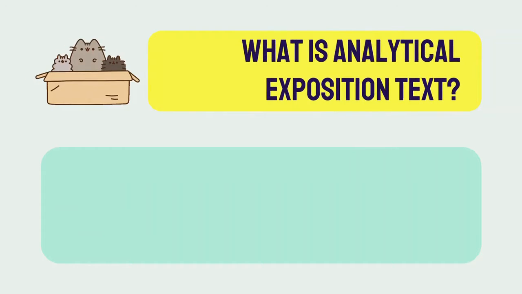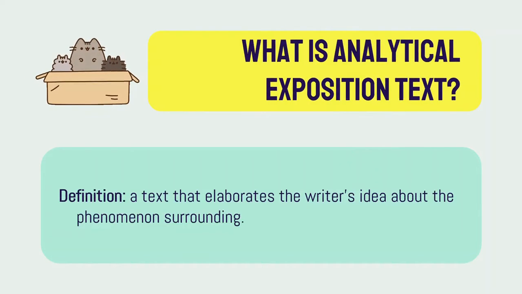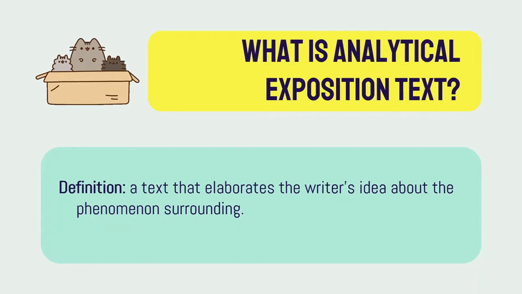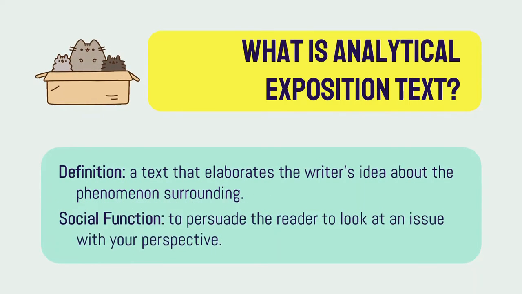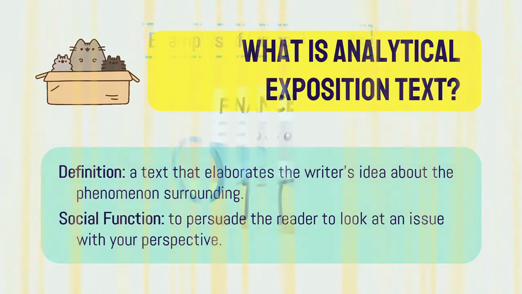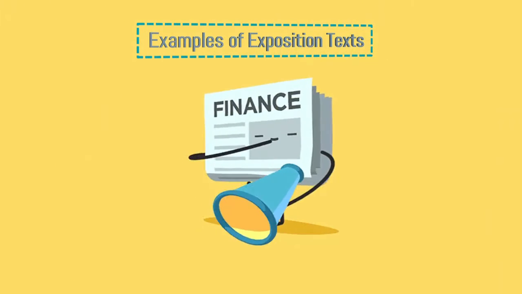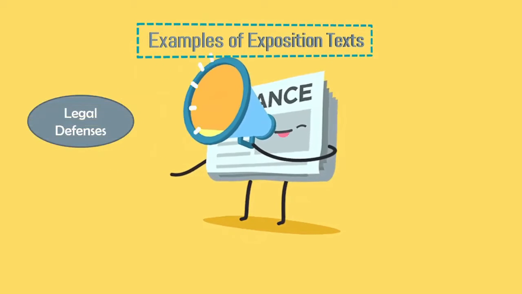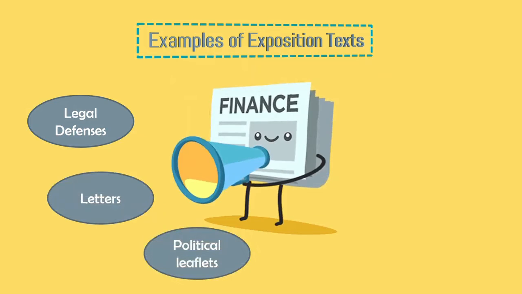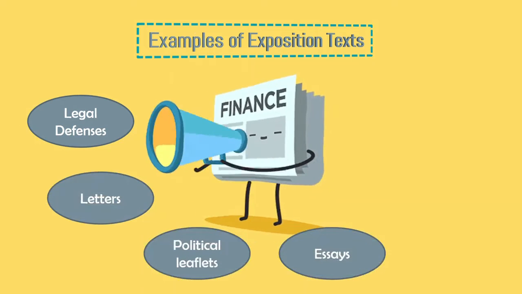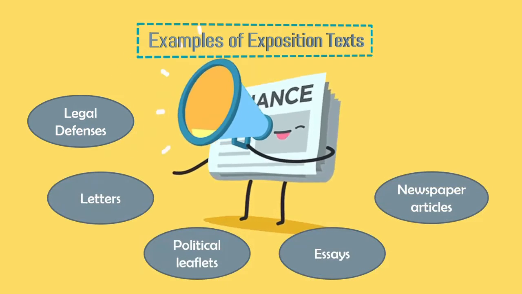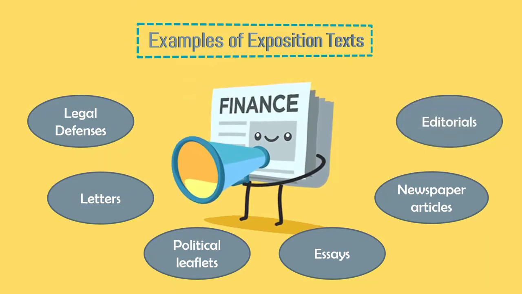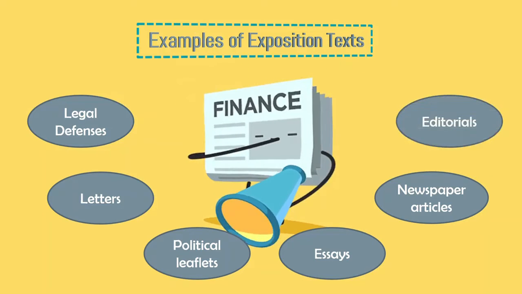So, analytical exposition text is a text that elaborates the writer's idea about the surrounding phenomenon. The social function is to persuade the reader to look at an issue with your perspective. Exposition text can be found in many forms, such as legal defenses, letters, political leaflets, essays, newspaper articles, editorials, and of course so many more.